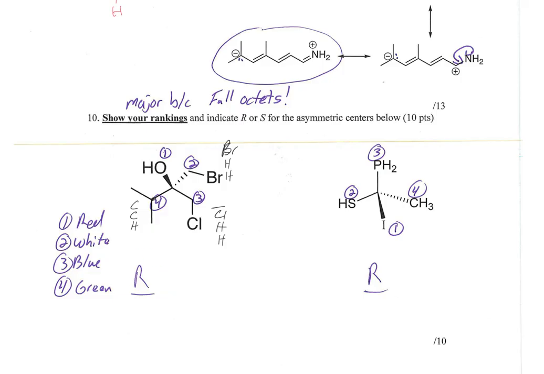Over here, it's a little more straightforward. It's just atomic numbers. Iodine is 1, sulfur 2, phosphorus 3, 4. Again, get those rankings done. Do your model kit. It should be R.